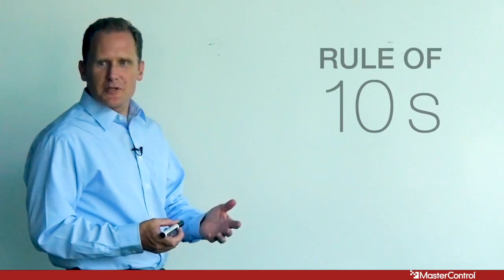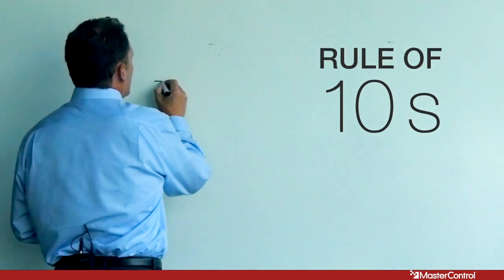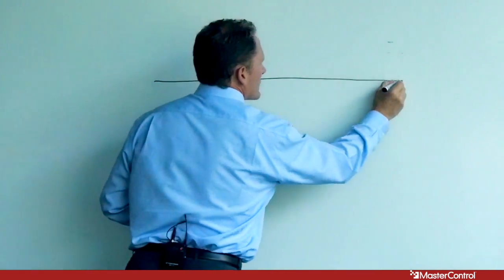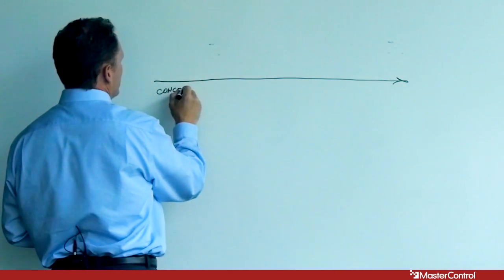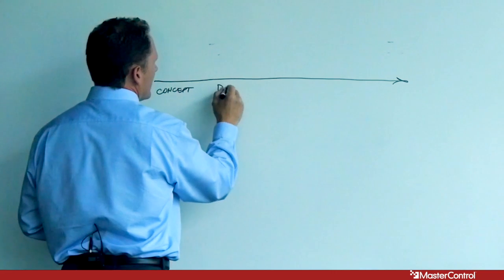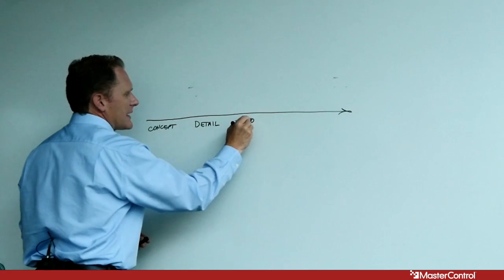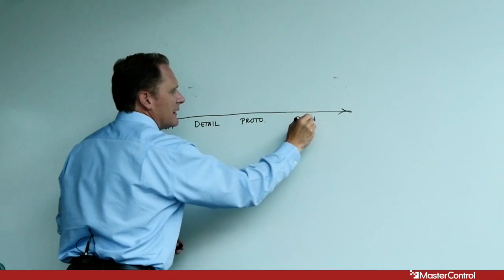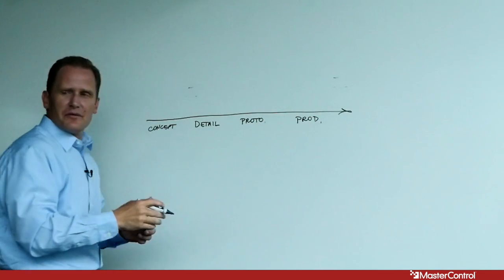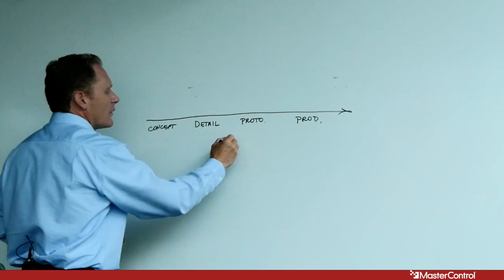So let me introduce you to the rule of tens. In the design, as it goes out over time, you start with a concept, and then you get into detailed design, and then into things like prototypes, and then into even production at the end. This is the general flow of things through the design process, and there are little differences, but this is the basic flow over time.